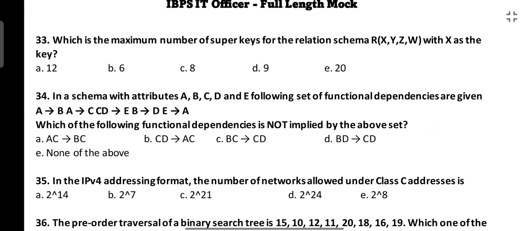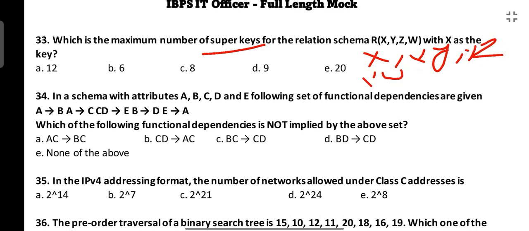Next is, what is the maximum number of super keys for the relation schema having x, y, z, w, 4 attributes with x as the key? So they are asking for super keys. X is the key. What else can be the key? Because it's a super key, we have to find all the keys. Others can be xy, xz, xw, xyz, xyw, xzw, and last is xyzw. So the total is 8. The correct answer is option C, 8.